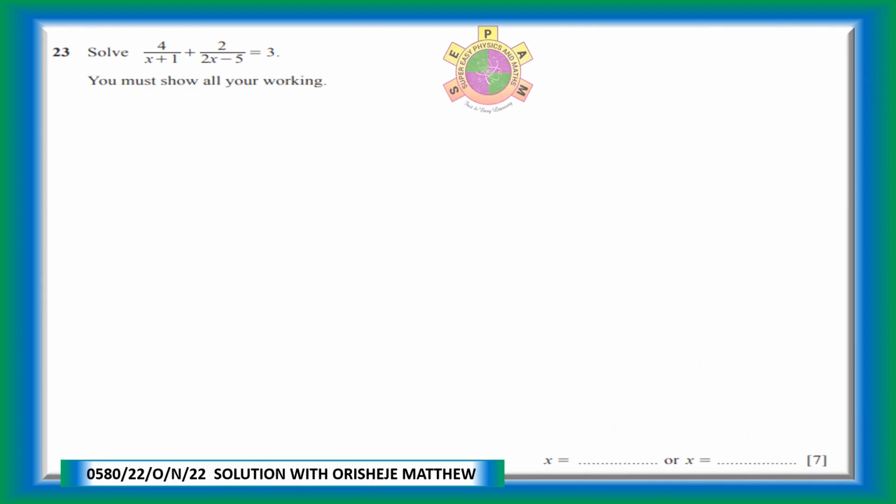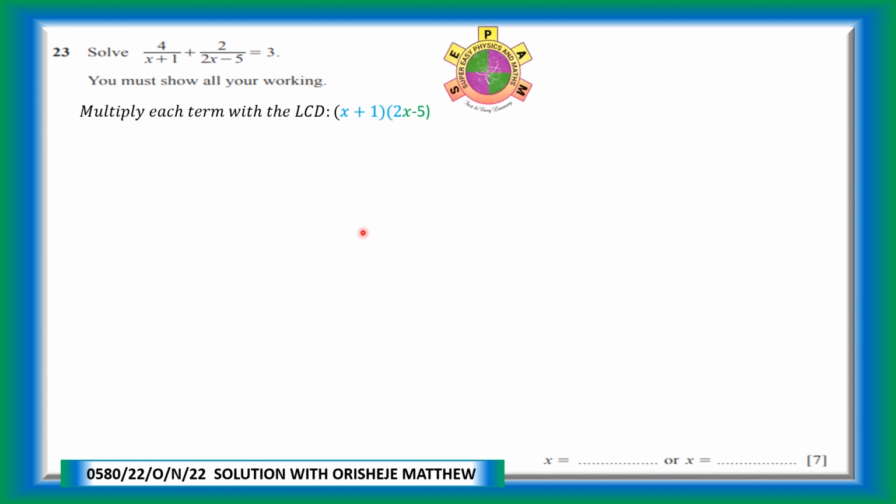Yeah, question 23 is about solving algebraic fractions. Show all your working. So first of all, let's find the lowest common denominator, which is the product of the two fractions at the bottom. So we have this.